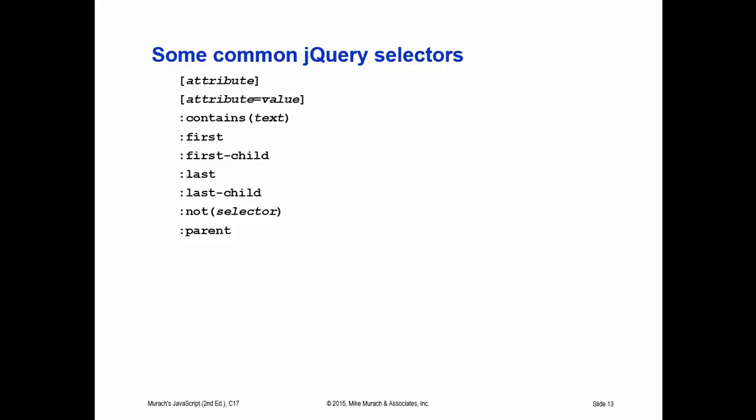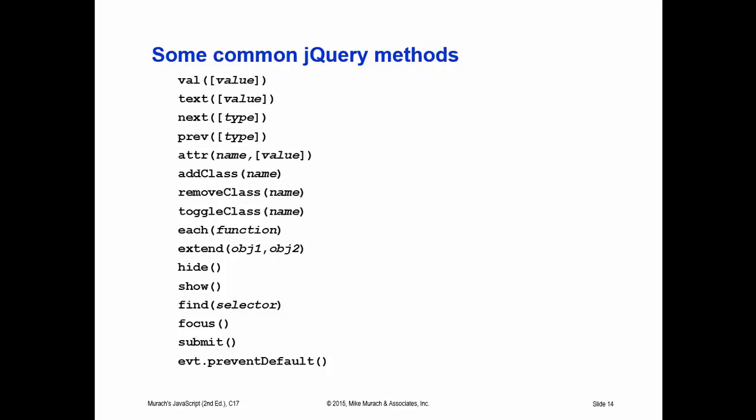Colon first is the first element within a set. Colon first child is all elements that are first children of their parent elements. Colon last is the last element within a selected set. Colon last child is all elements that are the last children of their parent elements. The not selector is all elements that aren't selected by the selector, and parent is all the elements that are parents of other elements, including text nodes.